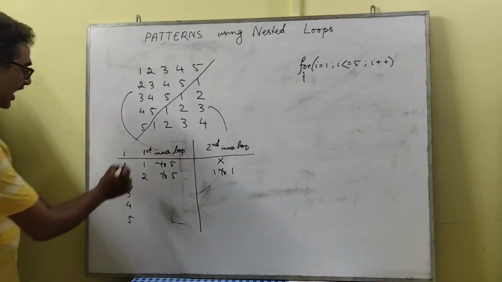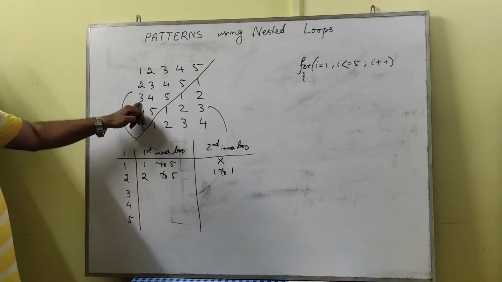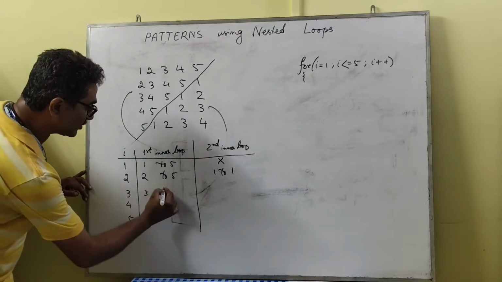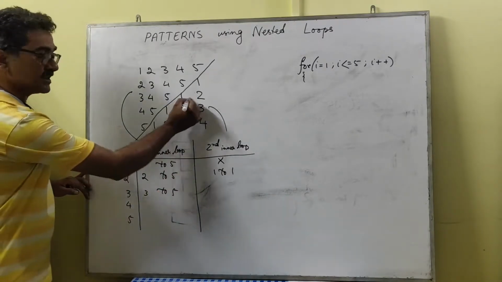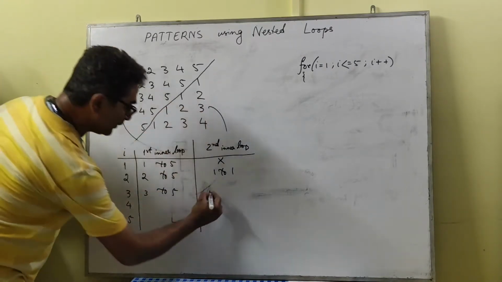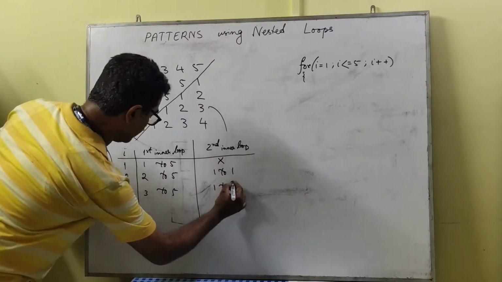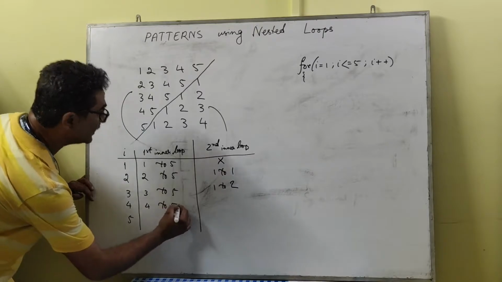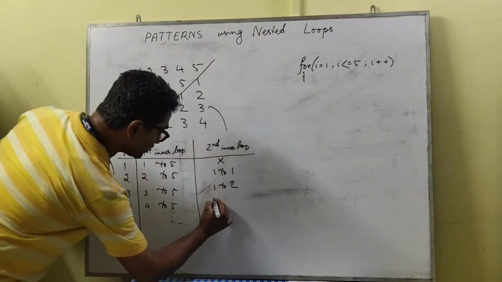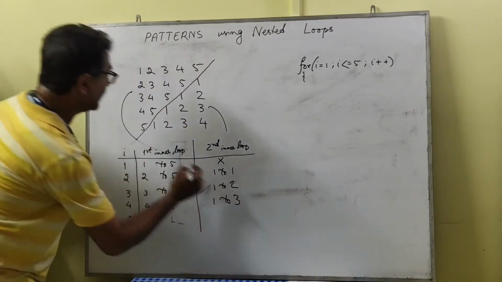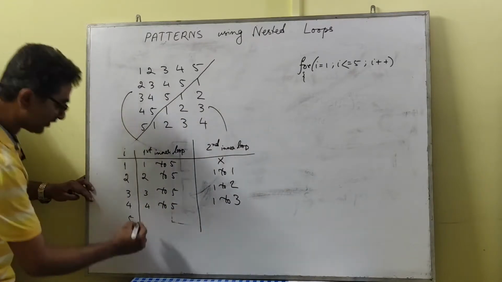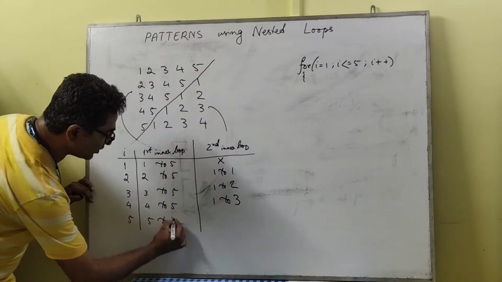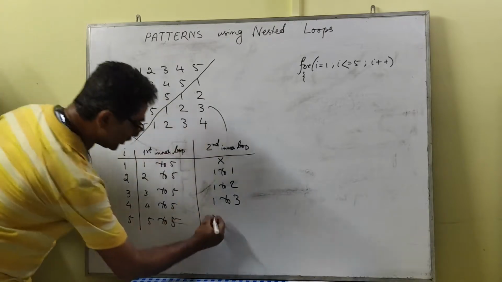When the value of I is 3, it runs from 3 to 5. So 3 to 5. Whereas out here, 1 to 2. When I is 4, 4 to 5. And this one, 1 to 3. And ultimately when the value of I is 5, it is only 5, so we can write 5 to 5. And this one, 1 to 4.